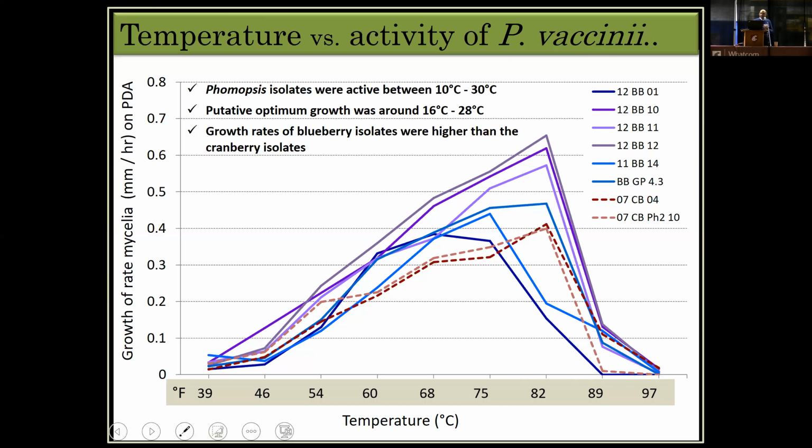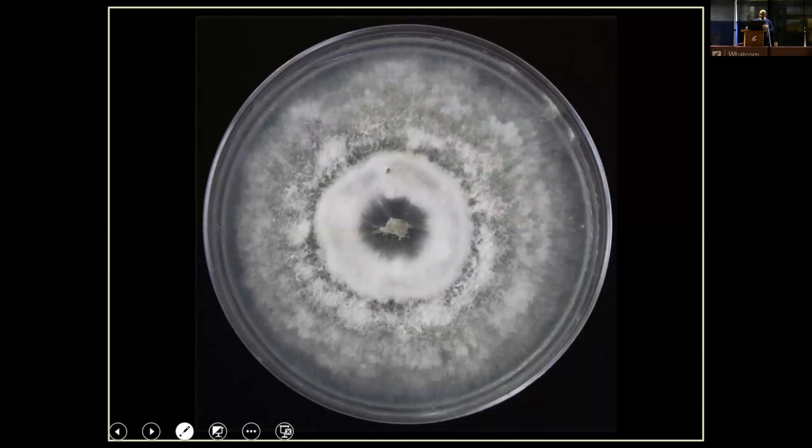So in general, the maximum activity is between 10 and 30 degrees centigrade, and the optimum growth is between 16 and 28. And there is a difference between the blueberry isolates, which are in blue, and the red broken lines, the cranberry isolates. There is a difference between them. The cranberry isolates are slower growing than the blueberry isolates.